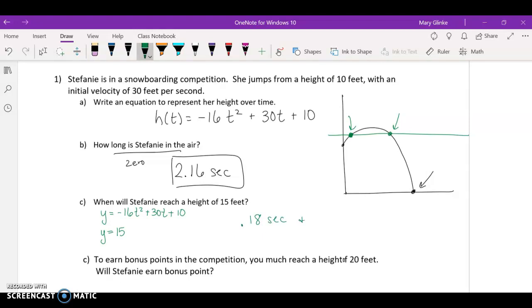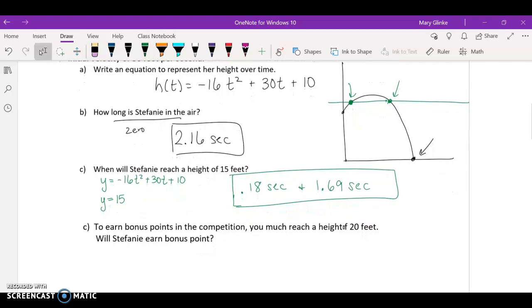And then go ahead and do it again. So you do second calculate the intersect, and then you hit enter 3 times. After going close to this point over here, you should get 1.69 seconds. So she hits 15 feet once on the way up and once on the way down.